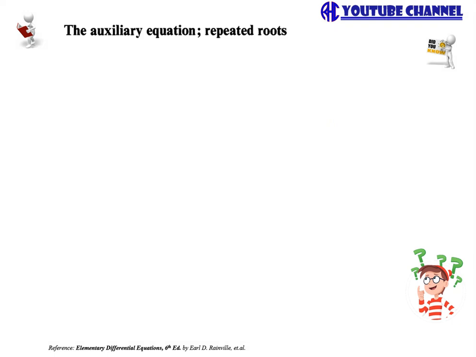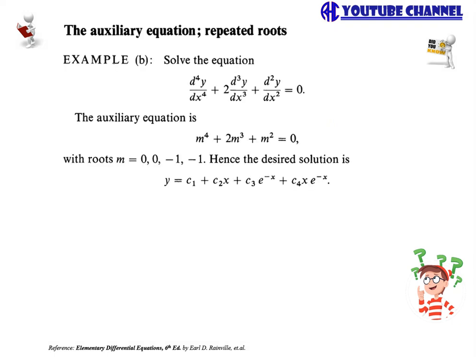Okay. Let's have another example. Solve the equation: the fourth derivative of y with respect to x plus 2 times the third derivative of y with respect to x plus the second derivative of y with respect to x is equal to 0. So, simply, isulat muna natin into an auxiliary equation. So, ito yung magiging auxiliary equation natin. May m to the fourth plus 2m cubed plus m squared is equal to 0.